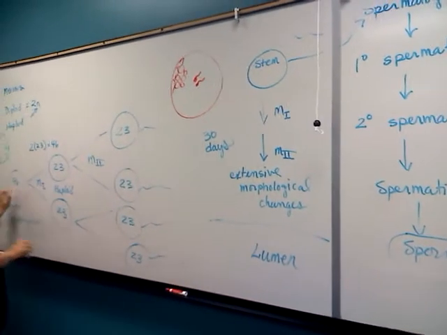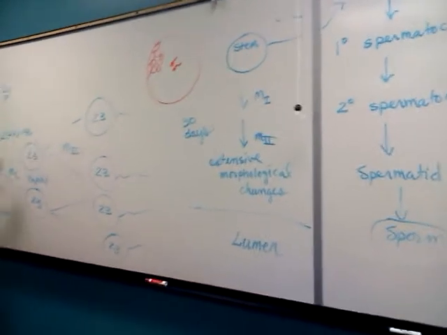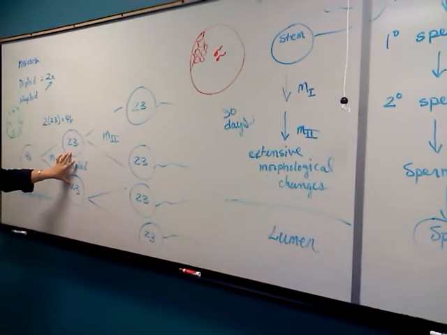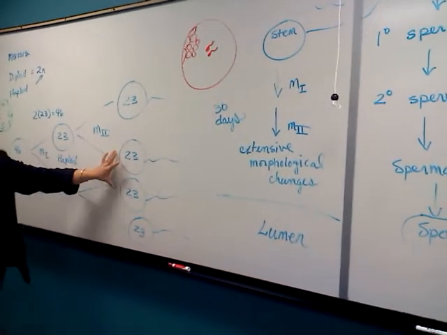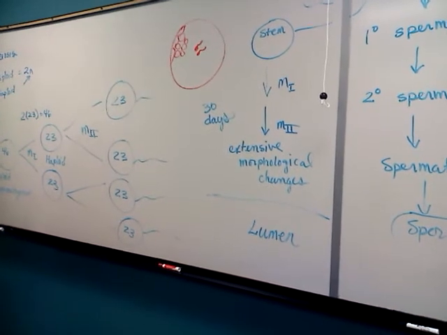We call this cell the spermatogonia in the male. We call these the primary spermatocytes. We call these the secondary, and now there's maturation events. It has to grow a tail, it has to be prepared.